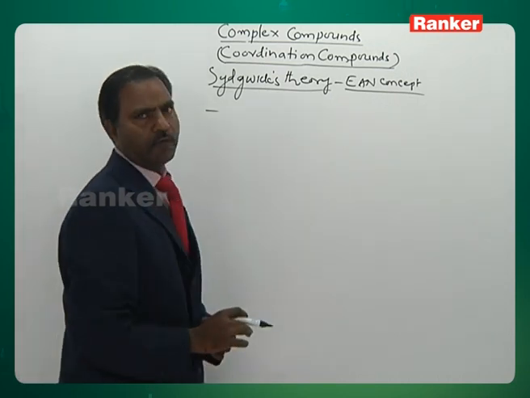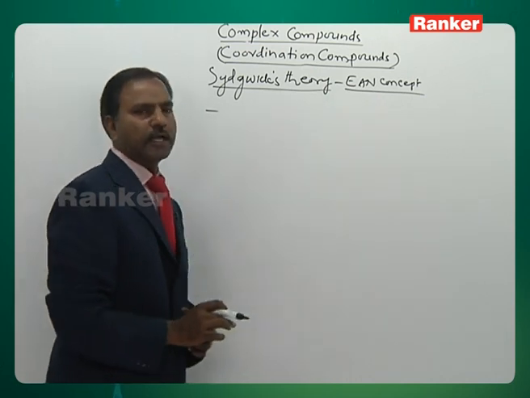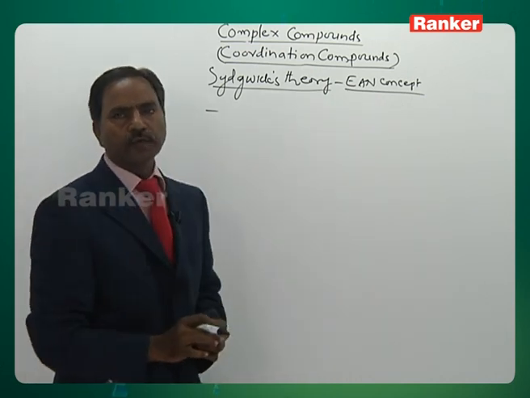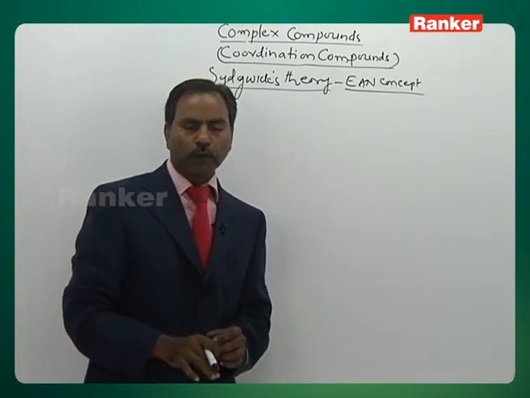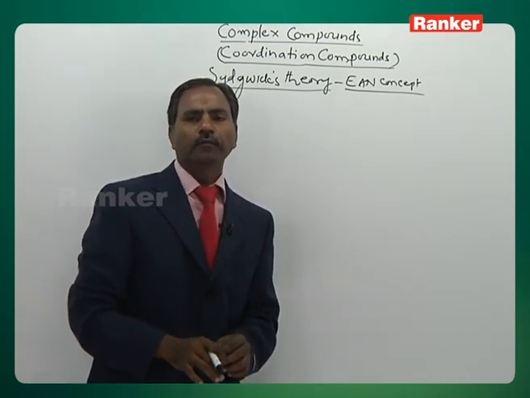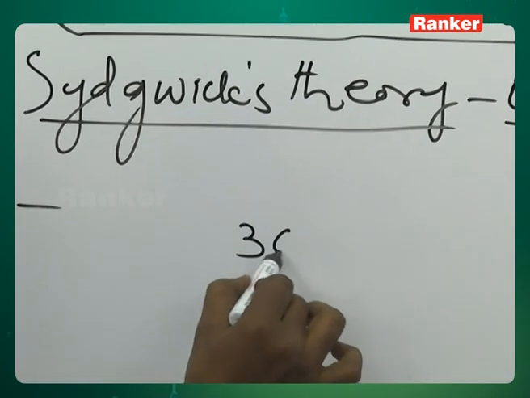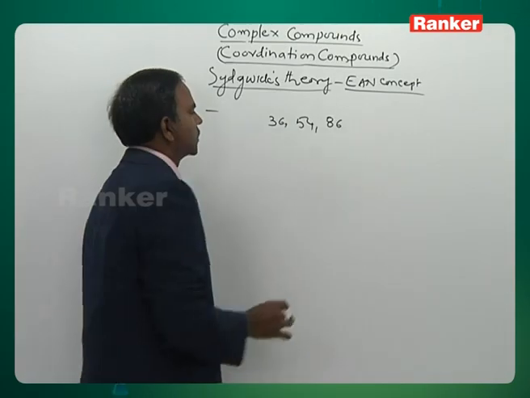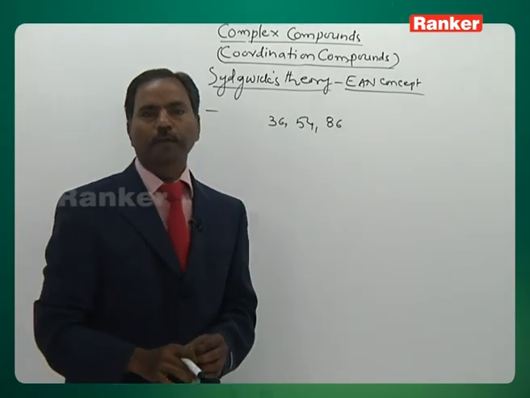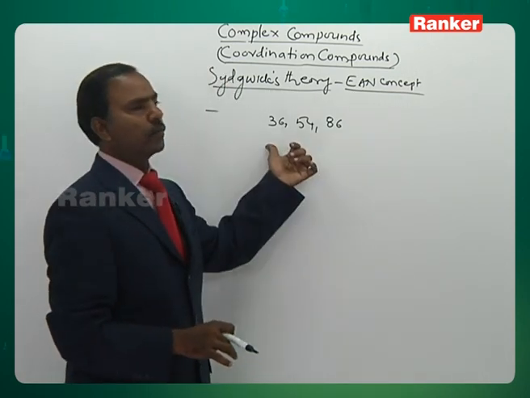The complexes which are obeying the EAN concept, that means whichever complex has an effective atomic number equal to the atomic number of a noble gas, like 36, 54, 86, such complexes are found to be more stable.